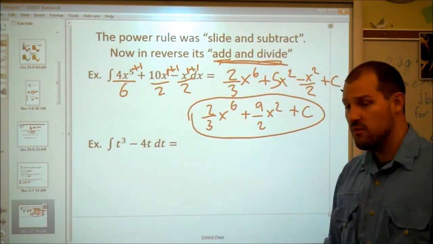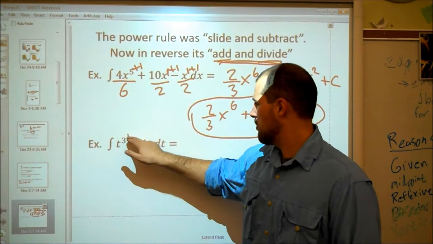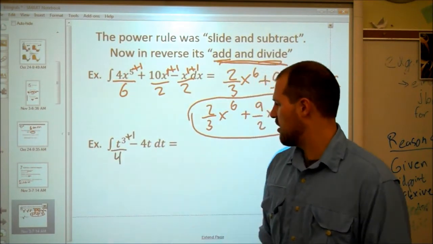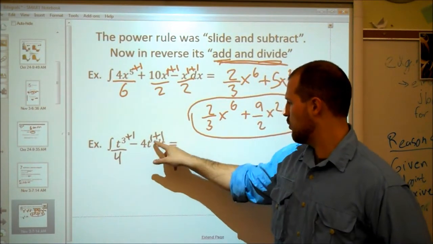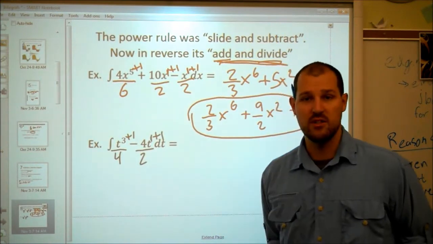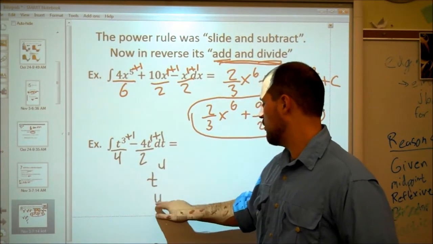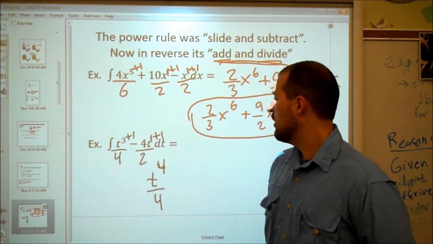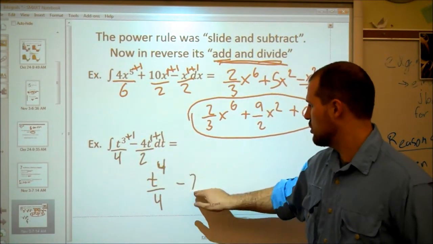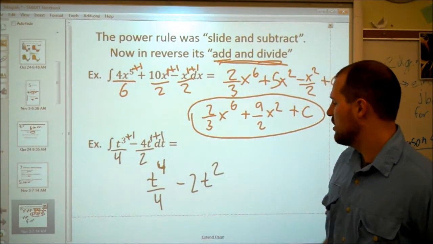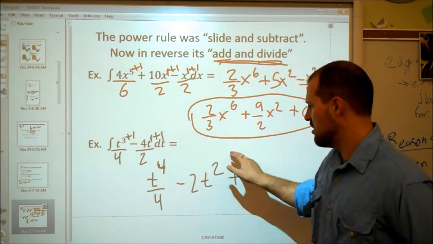If you want to pause the video, go for it. Okay, we're just going to add and divide. Plus 1, 3 plus 1 is 4, so we divide by 4. The exponent's 1, we go plus 1, 1 plus 1 is 2, so we divide by 2. Let's rewrite it. That would be t to the 4th over 4. And 4 divided by 2 is 2, so minus 2t squared. Don't forget the plus c. Done. There's your antiderivative.